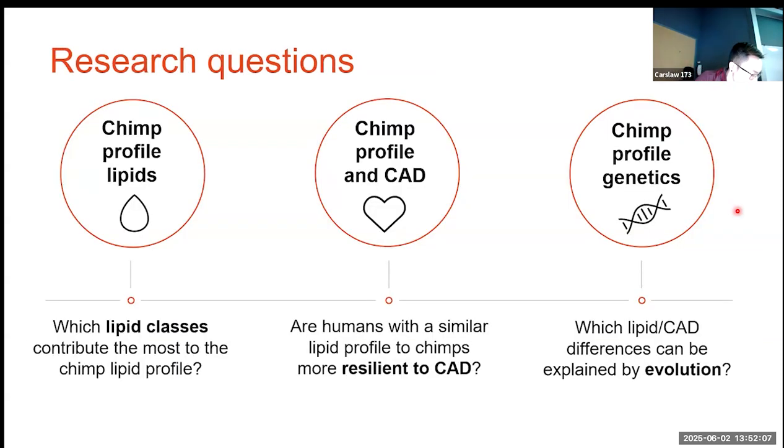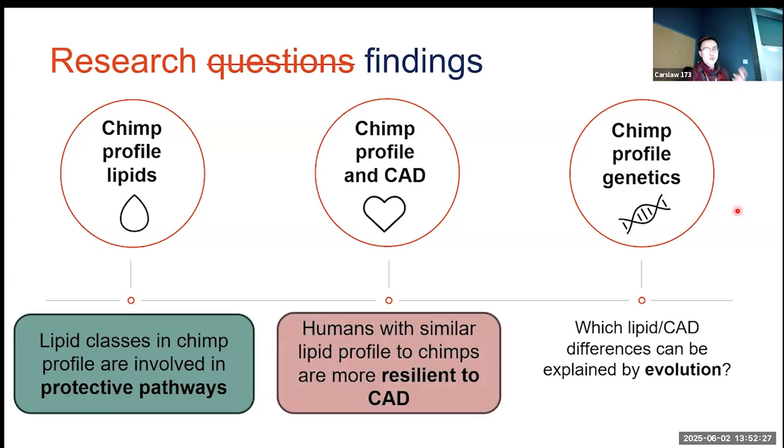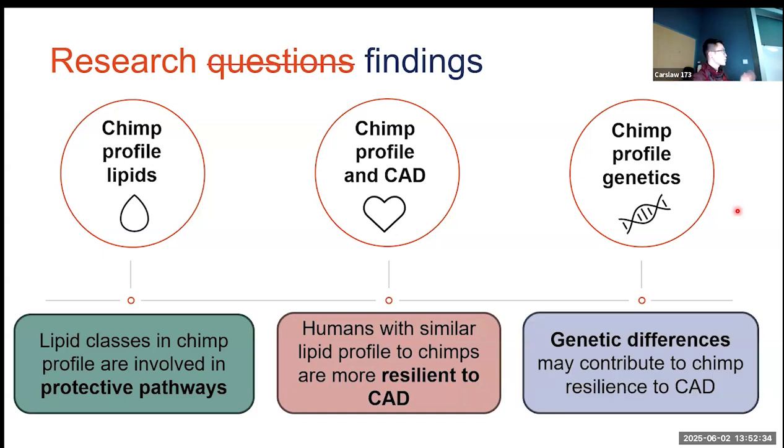Okay, and so just to quickly wrap up, with these 3 research questions, we had some findings. So we saw that the lipid classes in the chimp profile were generally quite good, and the ones that were higher in humans were generally quite bad. And then we also saw that the humans who have a similar lipid profile to chimps were generally more resilient to coronary artery disease. And then we also saw that some of the genetic differences between humans and chimps might be contributing to the differences in coronary artery disease.